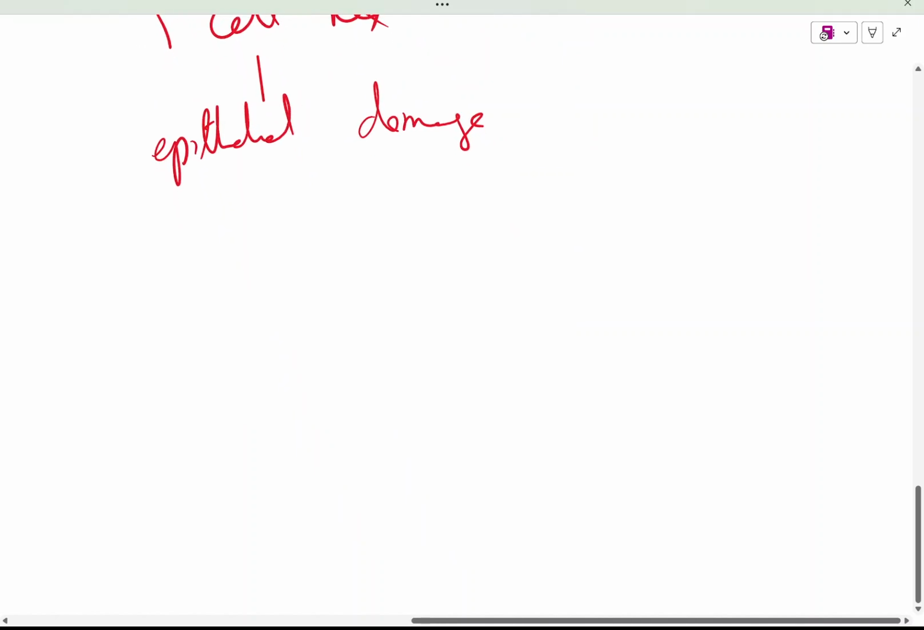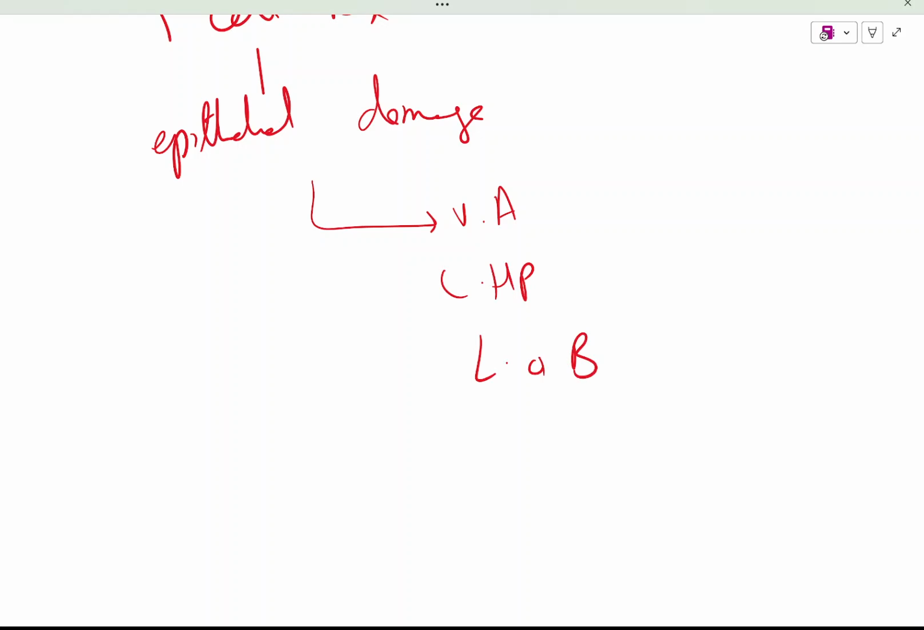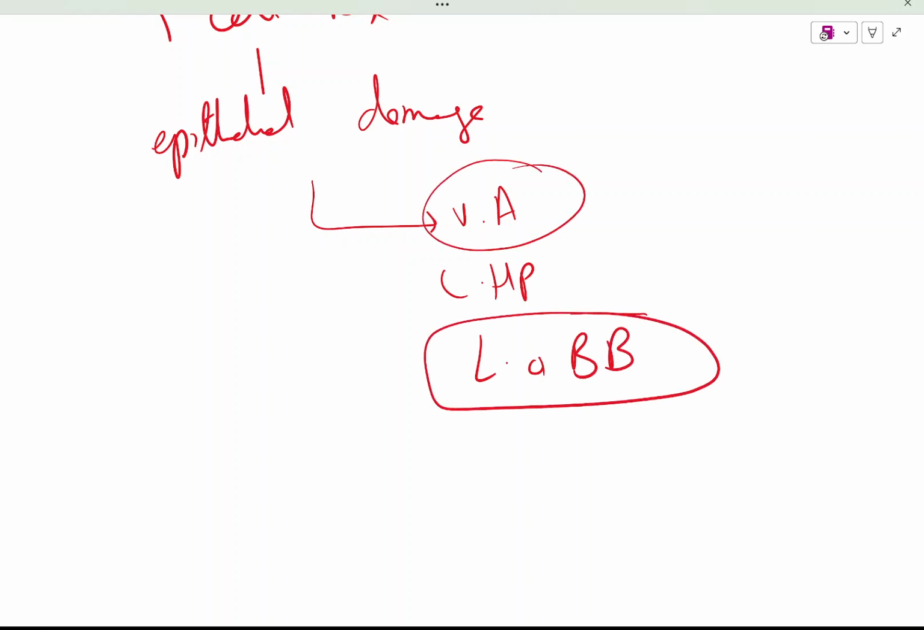This epithelial damage leads to villus atrophy, crypt hyperplasia, loss of brush border. So when there is loss of brush border, villus atrophy and crypt hyperplasia, when these three features are present, there will be malabsorption symptoms.